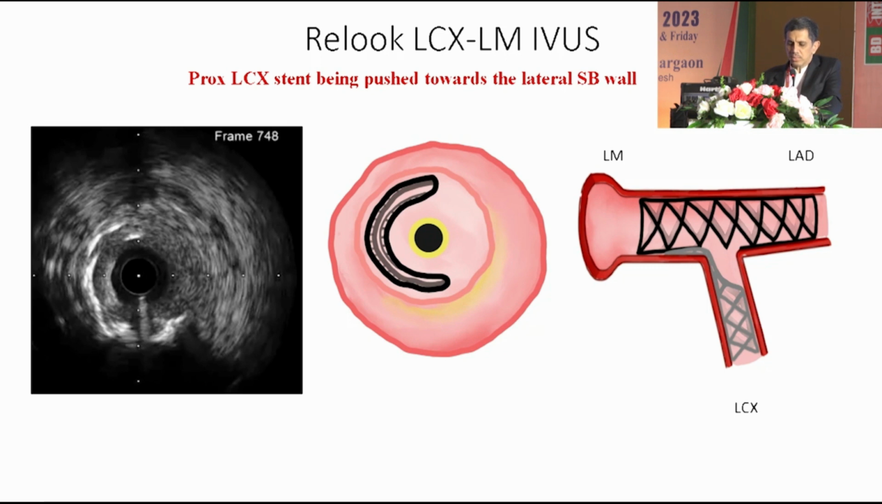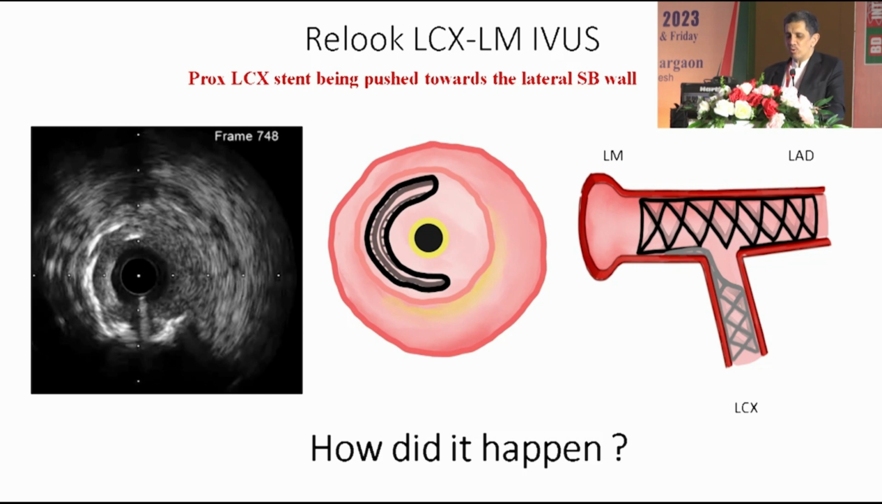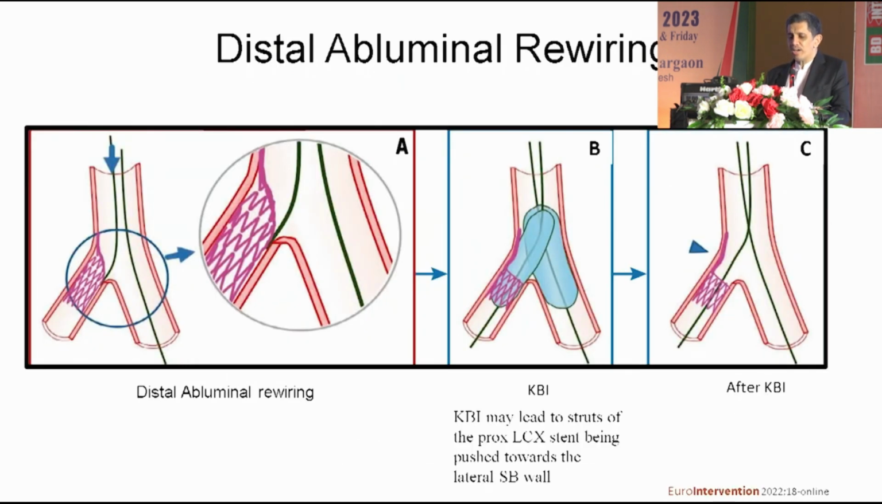The stent crush: this is the healthy, not stented wall. This is stented wall, but there are two stent layers here. So what actually happened is the proximal LM stent was being pushed toward the lateral wall. That's what we should look for in such situations. How did it happen? It happened because of abluminal side.